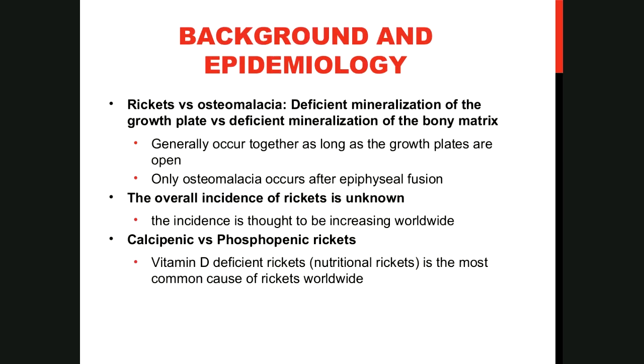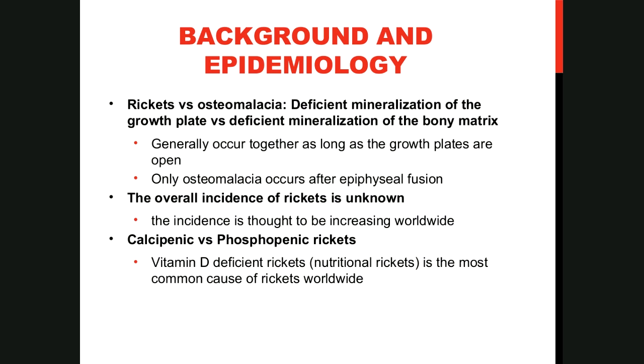So what exactly is rickets, and how does it differ from osteomalacia, if it differs at all? Rickets is defined as deficient mineralization of the growth plate, versus osteomalacia, which is defined as deficient mineralization of the bony matrix as a whole. In general, rickets and osteomalacia will occur together as long as the growth plates are remaining open. Once you have epiphyseal fusion, on the other hand, only osteomalacia occurs. And so in adults, for instance, we do see osteomalacia, but by definition, rickets cannot occur in an adult.